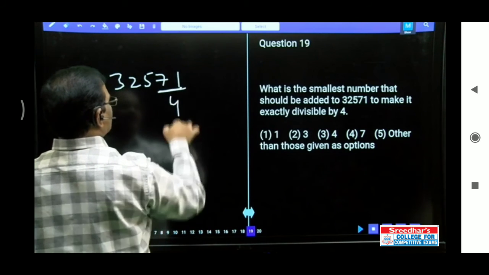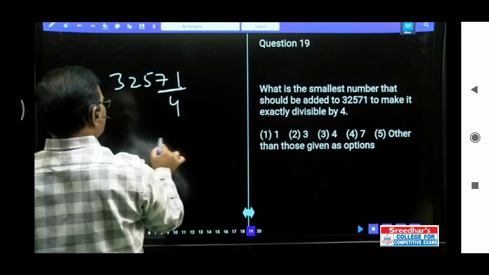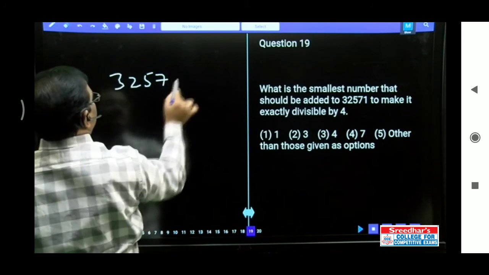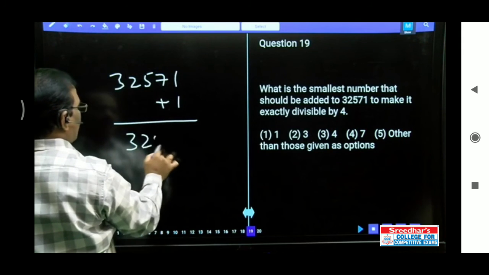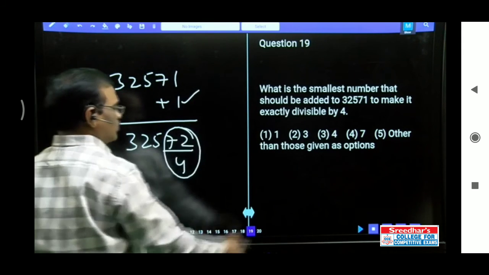4 divisibility కండిషన్ అంటే లాస్ట్ 2 డిజిట్స్. ఇక్కడ ఆల్రెడీ 7 ఉంది కాబట్టి ఇక్కడ 2 ఉంటేనే 72 అయితేనే క్యాన్సిల్ అవుతుంది. అంటే 1 should be added. 1 యాడ్ చేస్తే it becomes 3 2 5 7 2, 72 లో 4 క్యాన్సిల్ అవుతుంది. కాబట్టి 1 should be added. Therefore first option is the answer.